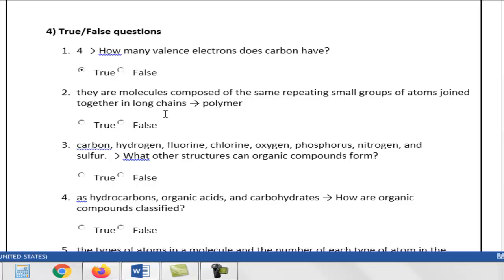Number 2. There are molecules composed of the same repeating small groups of atoms joined together in a long chain: polymer. So number 2 also will be true. Number 3. Carbon, hydrogen, fluorine, chlorine, oxygen, phosphorus, nitrogen, and sulfur. What other structure can organic compounds form? Yeah, it will be true.